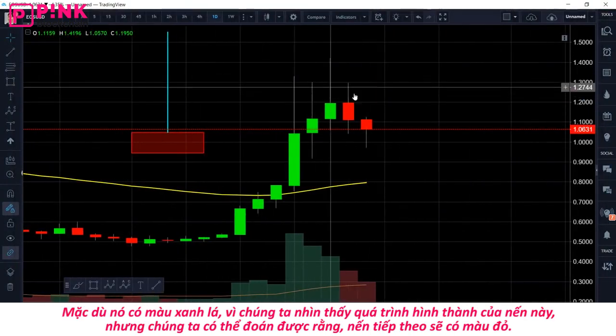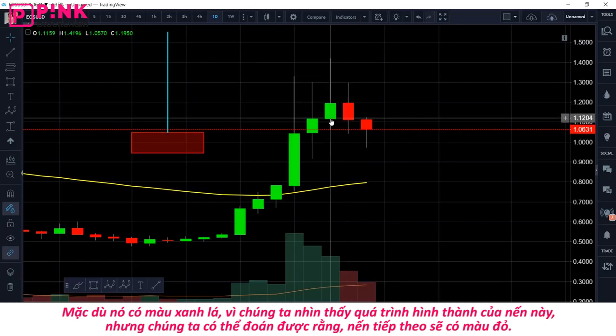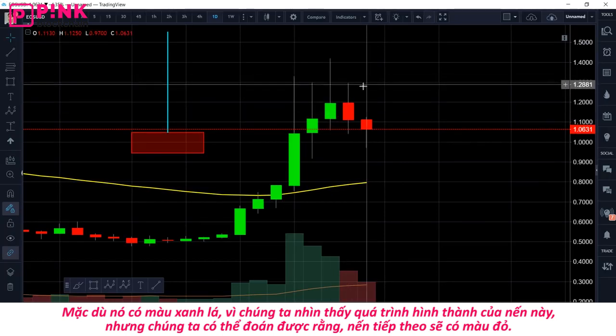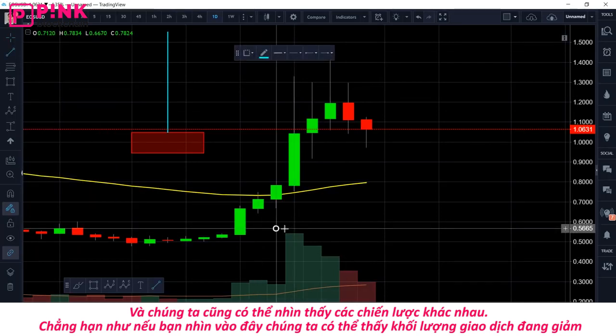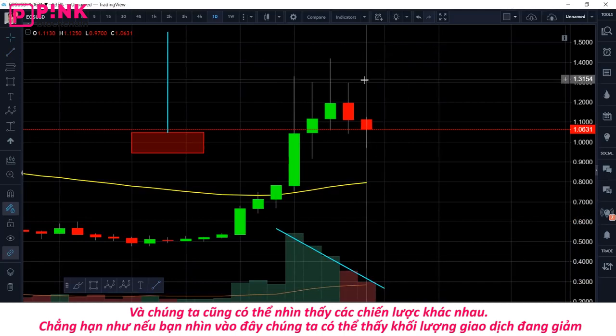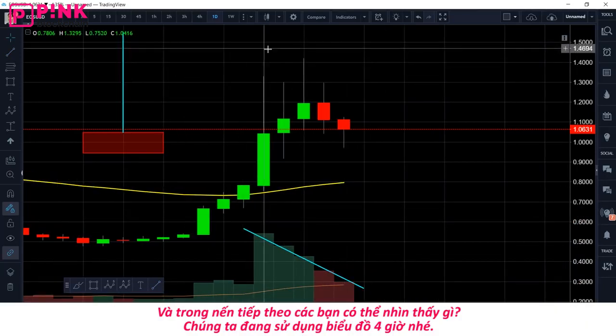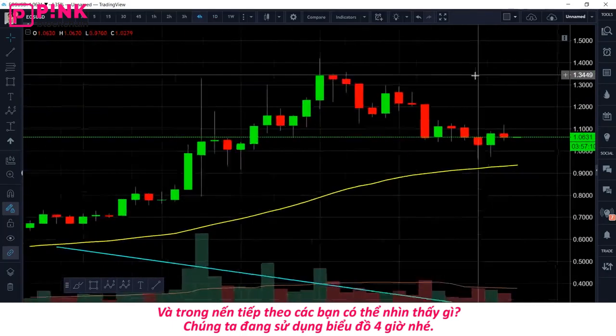Even though it's green, because we saw this candle form, we can automatically assume, guys, that the next candle will be red. And we can also see, for example, to add in different strategies into it, that the volume is really declining, okay? Now for the next candle, what do we see? Actually, let's go to a 4-hour chart, okay? Let's go to a 4-hour chart.